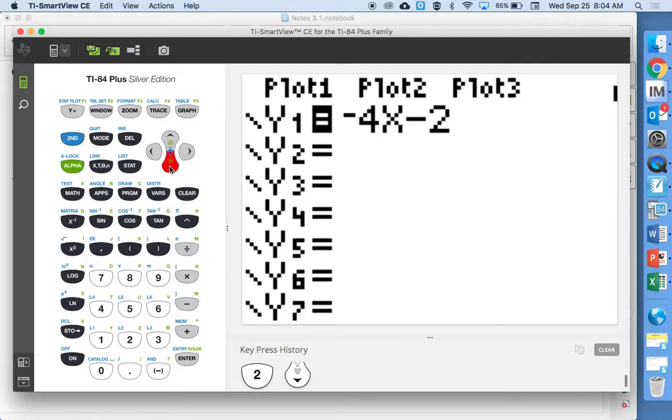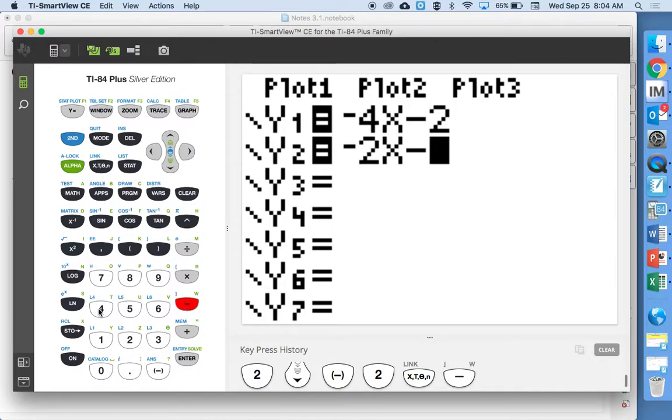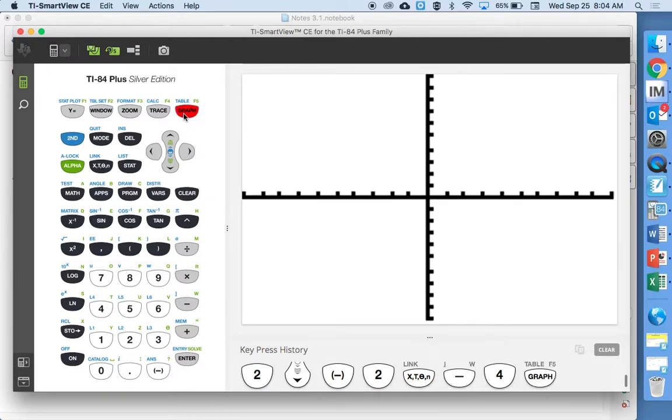And make sure you're using the minus sign for the 2. So a negative 4x and then the minus 2. A negative 2x and then minus 4. And then you're going to hit the graph button. And you should see the same two lines that we just graphed. So the steepness of the line should look similar to what you have graphed.